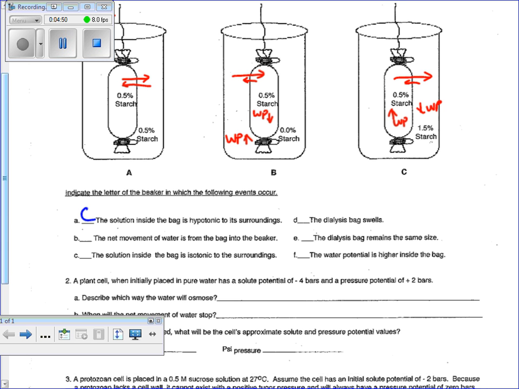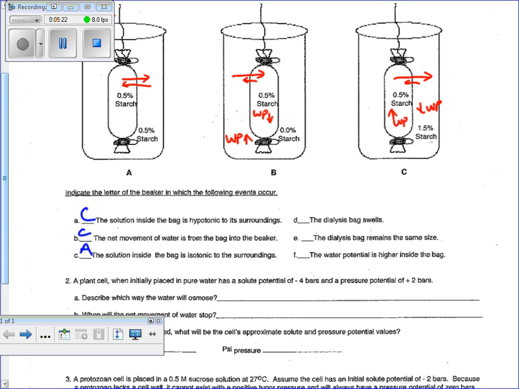All right. The net movement of water is from the bag into the beaker. Well, we already answered that. We just have to look at our picture. Where's the greater movement of water going into the beaker? And if we look again, that's going to be C. Okay? Water is leaving. Water tends to go from a hypotonic area to a hypertonic area. The solution inside the bag is isotonic. That's pretty straightforward. A, the dialysis bag swells.